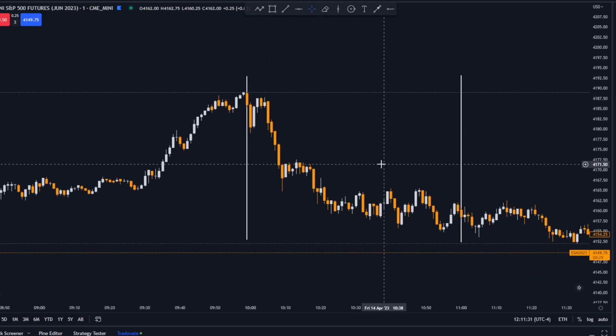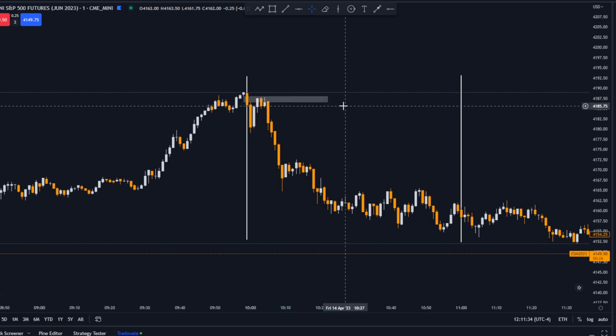But also the silver bullet trade today was this one I showed you before, the 20 handles to the downside.